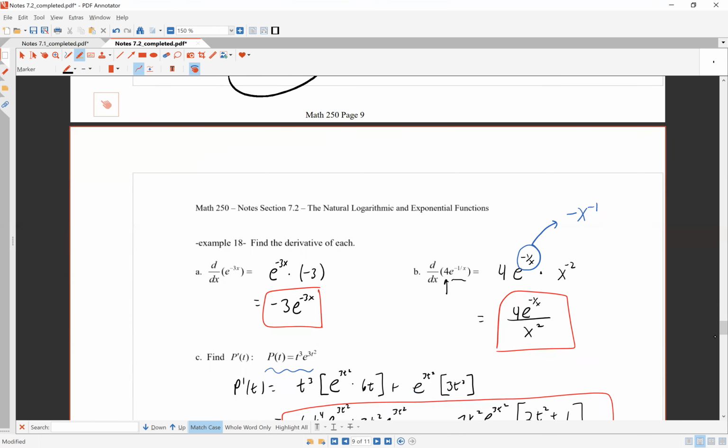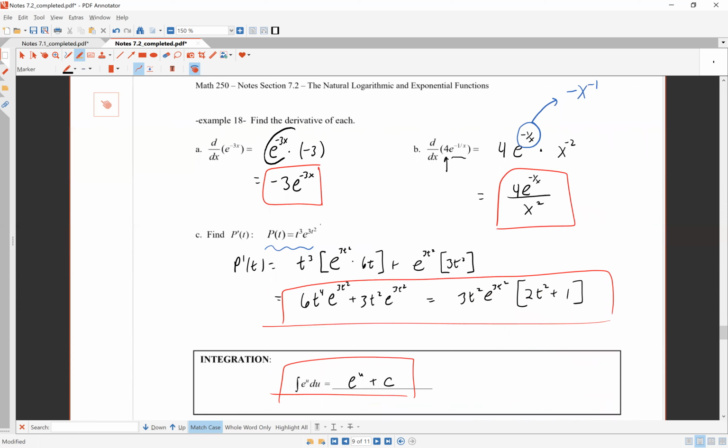Like the derivative of e to the minus 3x, well, it's e to the minus 3x, and you take the derivative of the inside part, which is minus 3x, and you get negative 3. So here's another one where you have to do a harder one. Example C there, t cubed times e to the 3t squared. But again, you just use the product rule and the chain rule.